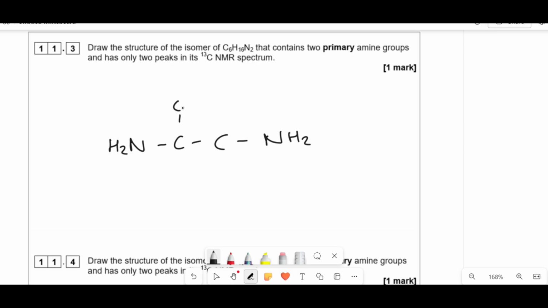If I put CH3s around this, that fits the bill. These are all in the same carbon environment. That's 1, 1, 1, 1. These are two separate to these, but they're both in the same carbon environment too, so there's 2 peaks.